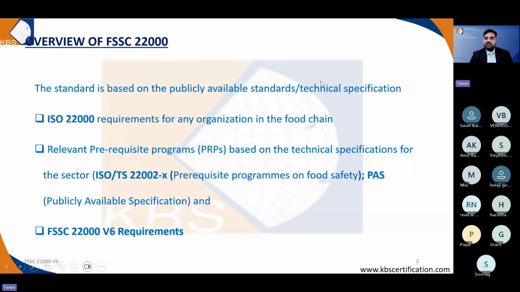So, overview of FSSC: you can see here ISO 22000 when you have it in your organization. Accordingly, when you add PRPs, meaning prerequisite programs, that is technical specification ISO 22002, it is mixed with the ISO 22000 version 6 requirements. All together will be considered as FSSC certification. So you can consider three things in place. First is the ISO 22000 standard requirement. Second is the ISO 22002 PRP requirements, and then the FSSC special requirements. We are saying specific requirements of FSSC.